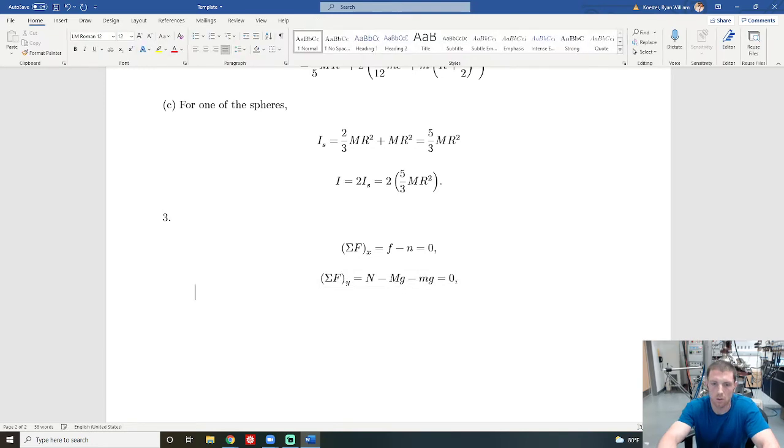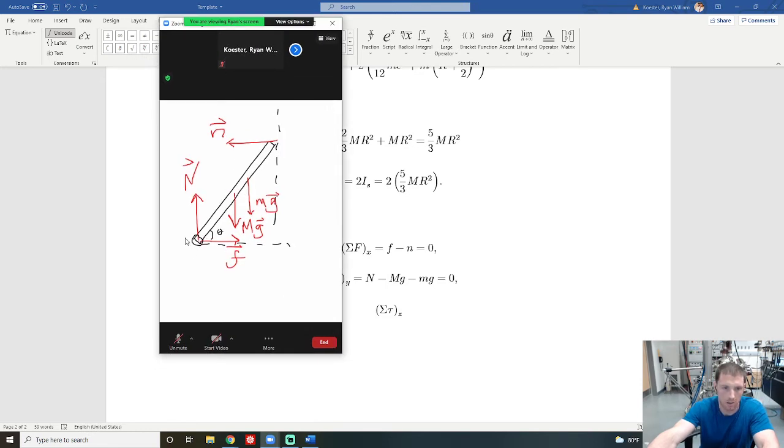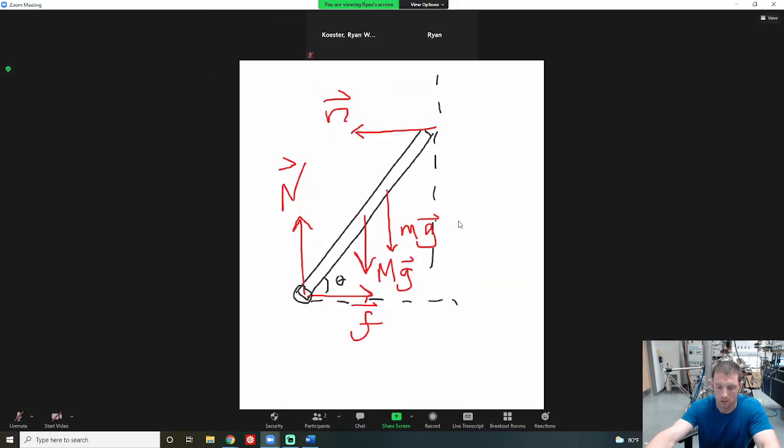And then the torque is going to be a little bit trickier. Remember we said that our axis of rotation is going to be here. That means that the normal force from the ground and the friction force don't contribute to our torque, which is good, so you don't have to worry about those. Now, actually, I need the picture one more time. We need to make sure that we're good on the angles.